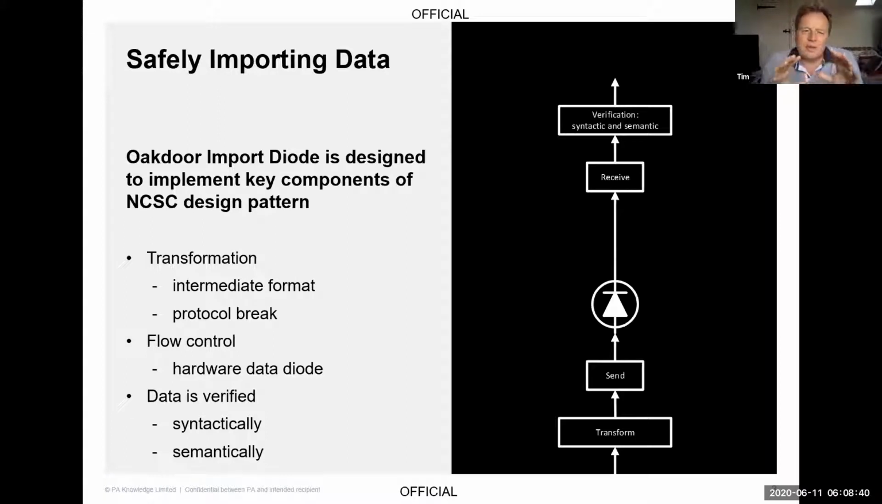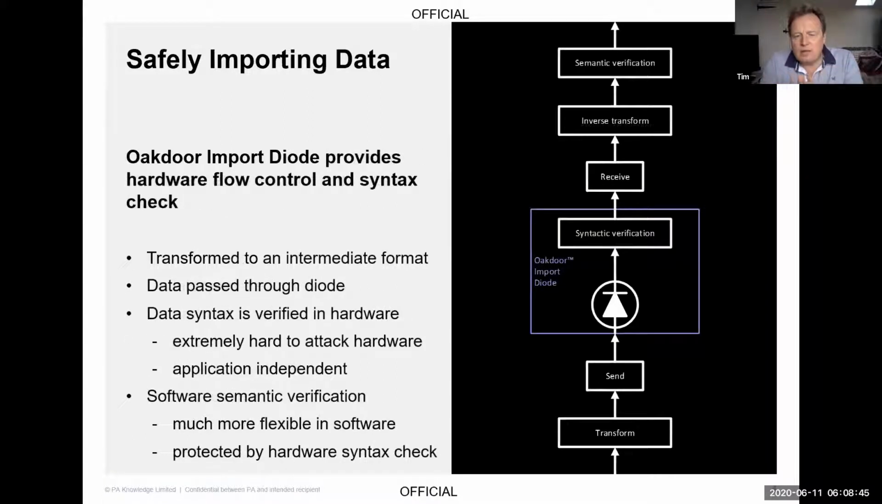Okay, so this is the NCSC design pattern. What we've got here, I've just drawn a blue box around the thing that our hardware does. We've got a data diode, and it does syntactic verification in hardware. And so we carry out those 2 stages in the import process in the hardware, and then pass it on to the software.